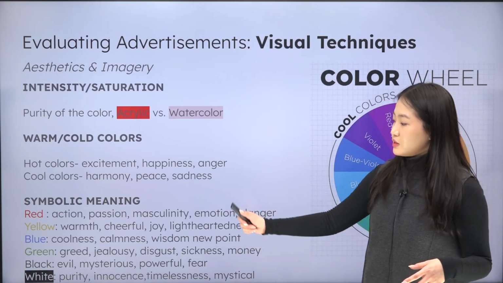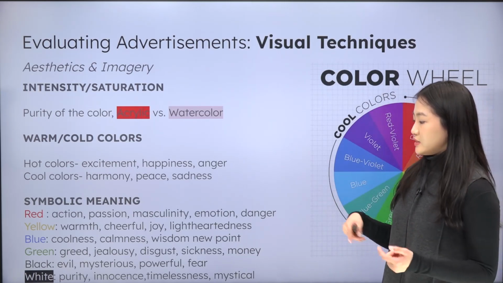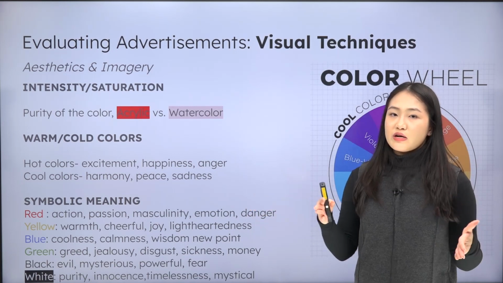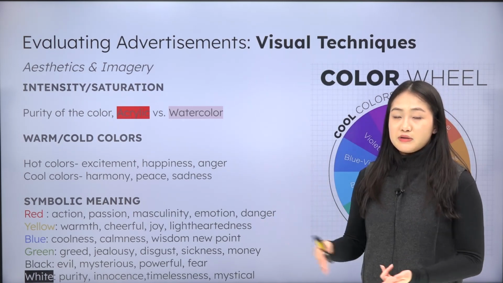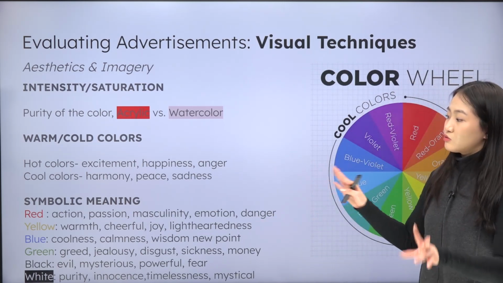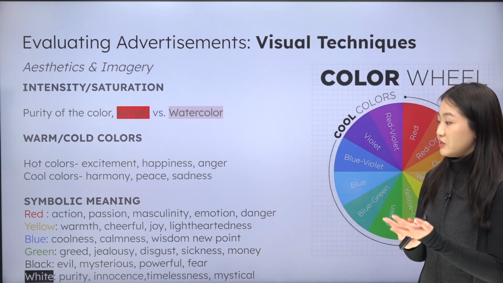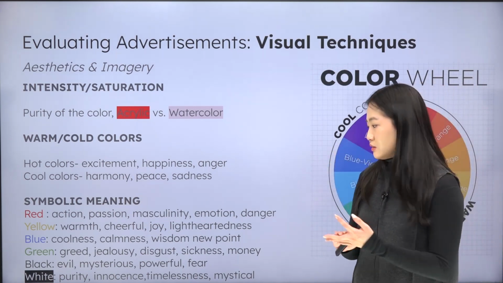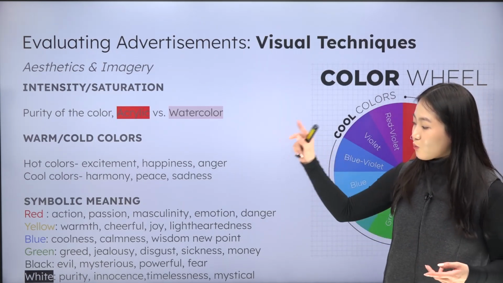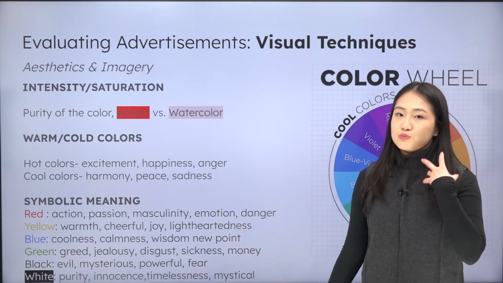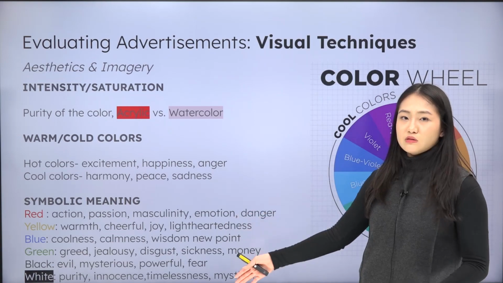Green can emotionally refer to greed, jealousy, disgust, sickness. But on the other hand, it can also refer to money, being eco-friendly, being sustainable, and it's usually used at those two ends. Black, like I've mentioned before, is usually rooted in the meanings of evil, mysteriousness, concealment, and usually gives fear or power. While white is the opposite. It shows purity, innocence, timelessness, and is almost mystical.